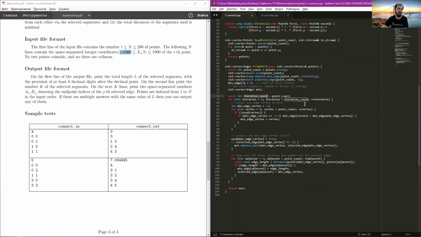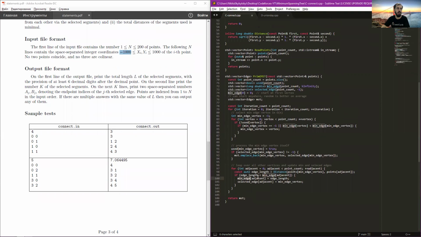Then you have a couple of iterations. You select a minimum edge, looping through all edges. You process the selected vertex so that you add an edge to MST, and you loop over outgoing edges and update the minimum edges incoming into the not yet selected vertices. A bit more code, but still it's very simple. You only operate with linear data structures.